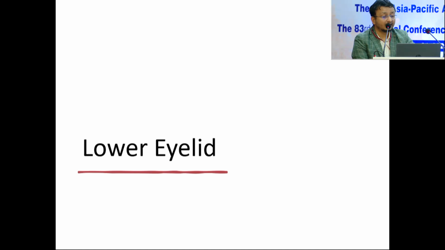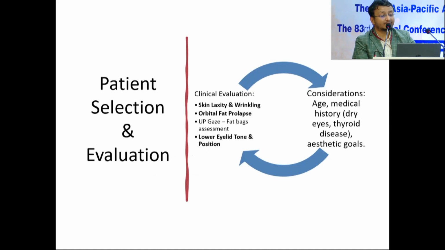Coming to the lower eyelid, what is important is evaluation of the skin laxity and wrinkling that is present, how much orbital fat prolapse is present, especially in assessment of the same in up gaze, and always looking for the lower eyelid tone, because any laxity there might be troublesome later on.